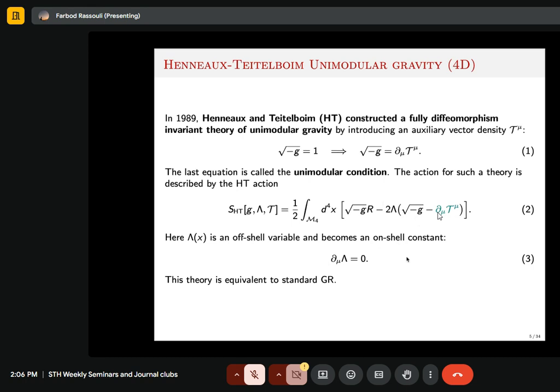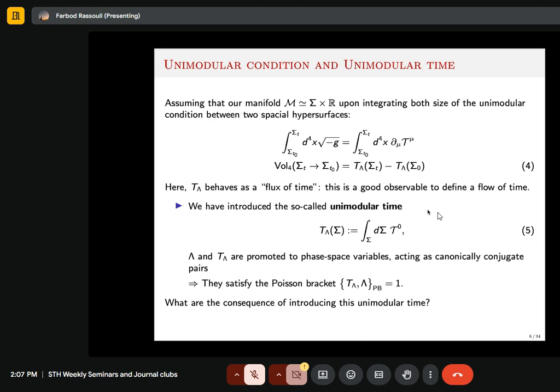The big question: why are people interested in unimodular gravity? Why is this important? The most important part is that it gives you a time direction. I'm going to explain what I mean.